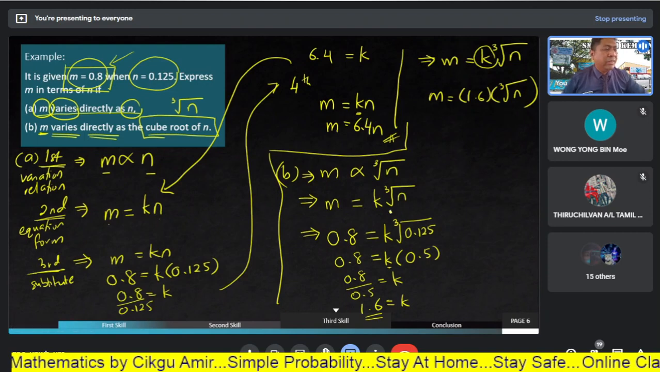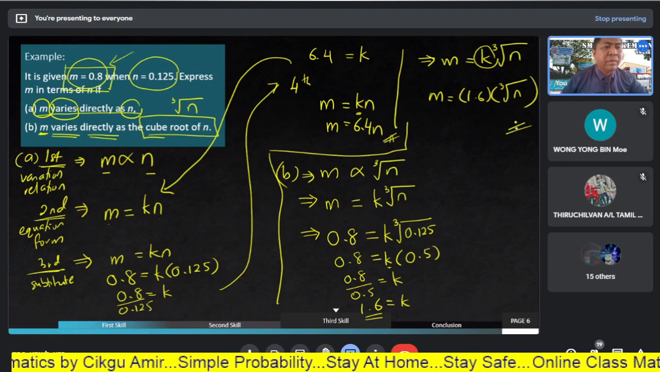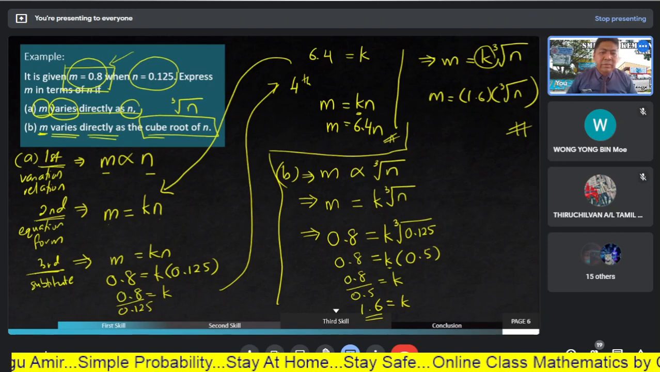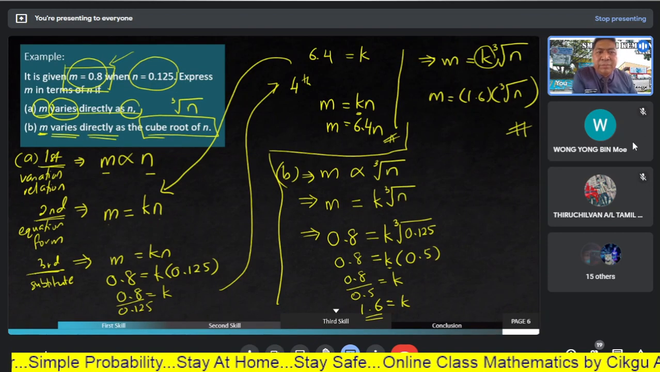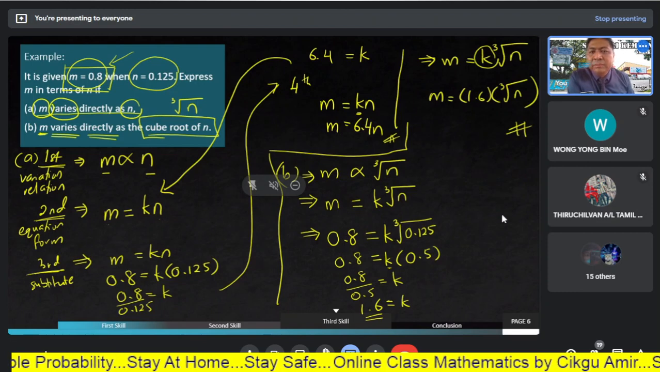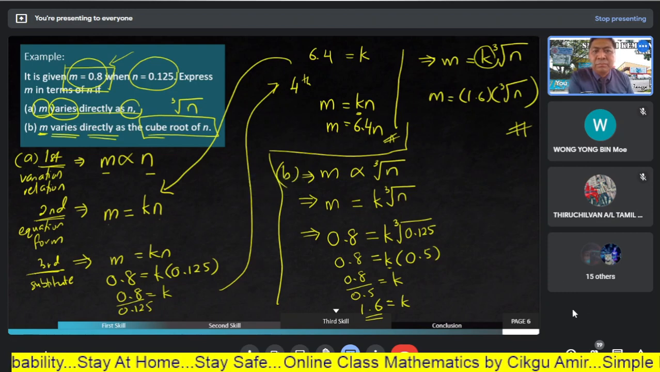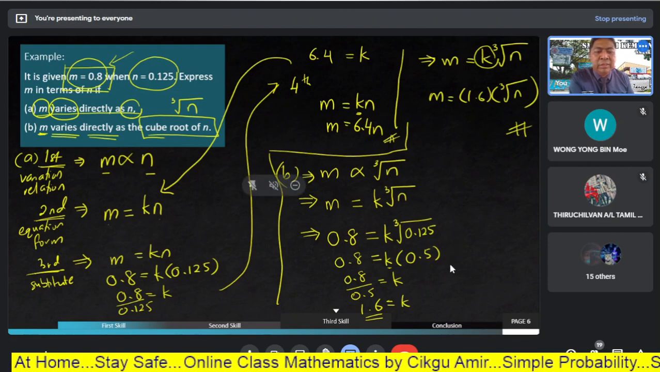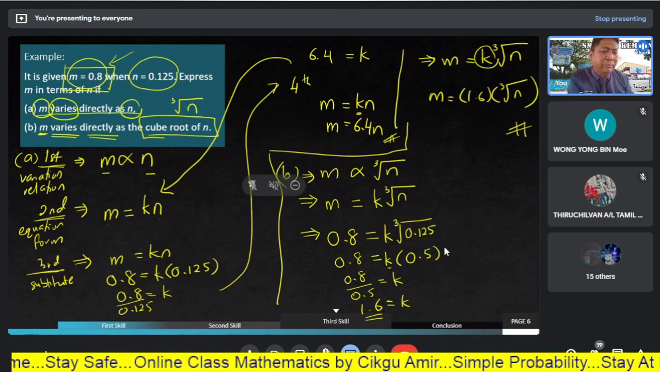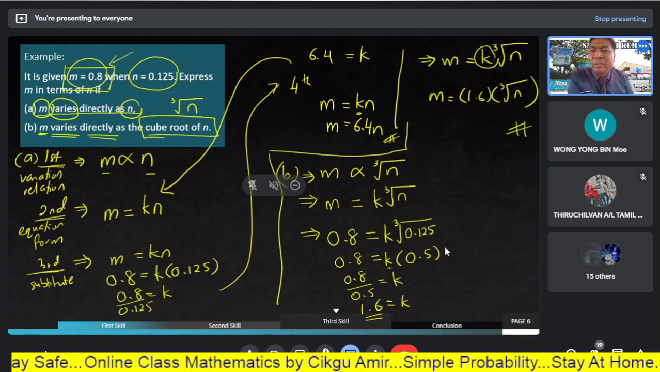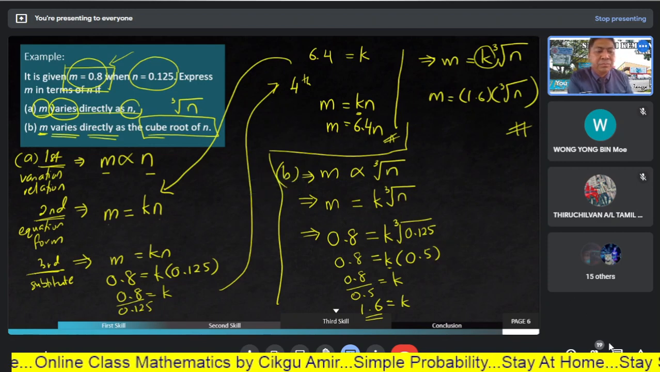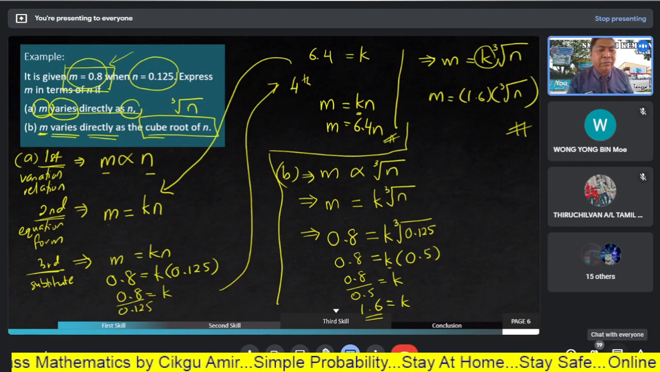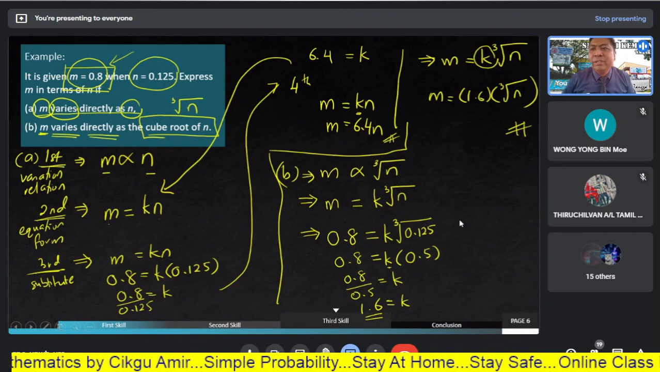So this is second example. Okay, any question? Second example. Okay, the solution ni a bit tricky lah. Tapi pelan-pelan je, pelan-pelan buat. Okay, if no question, we move to example number 3.